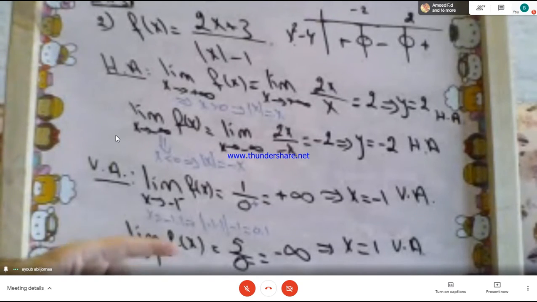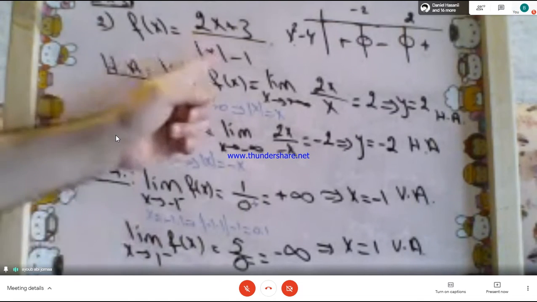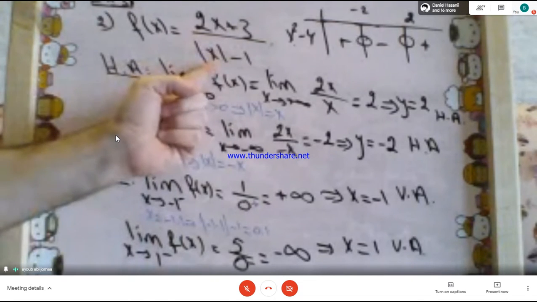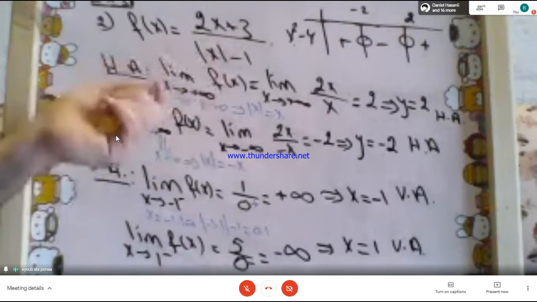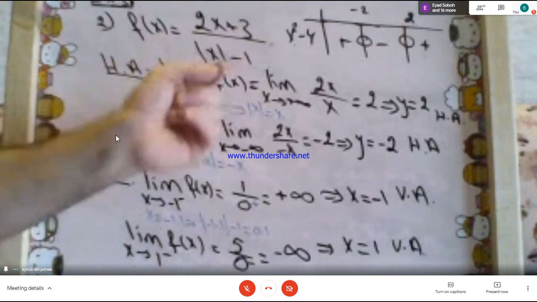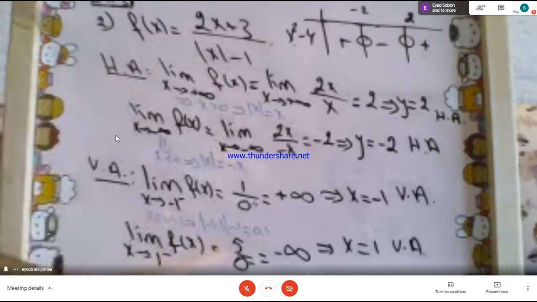No, take a number slightly less than 1. Take 0.9. Replace x by 0.9. Absolute value of 0.9 is 0.9. Minus 1, you get negative 0.1. So for that reason here I wrote 0 minus. Now positive divided by negative is negative. So the answer is negative.